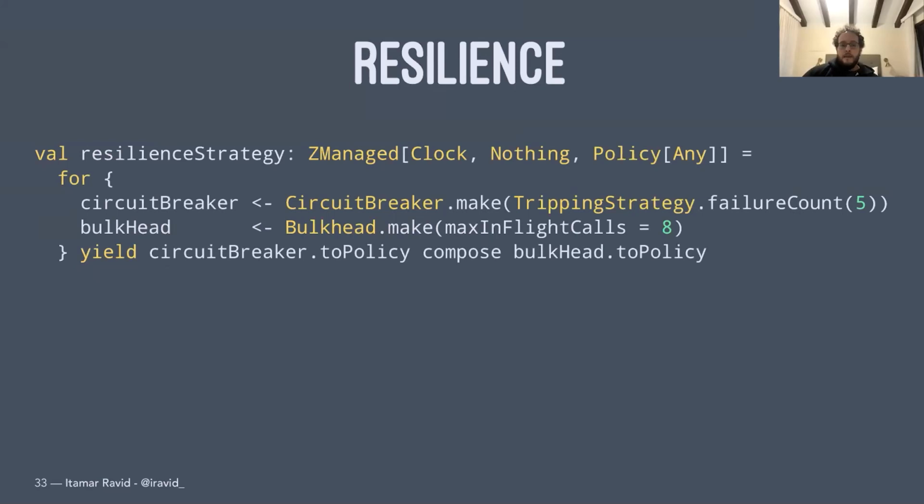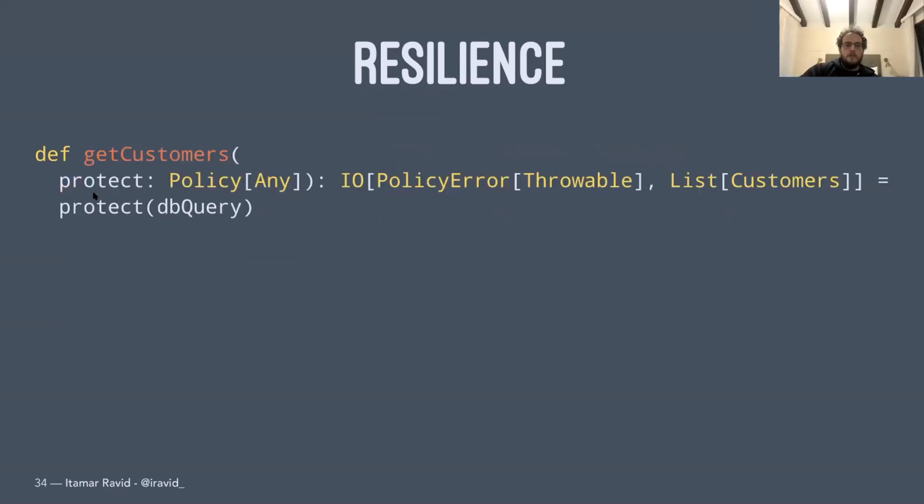Usually you want to combine these two components, right? You want circuit breaking and you want bulkheading. So resilience, the library, lets you create composable resilience policies, or strategies. The way these are composed is that we create the circuit breaker and the bulkhead, convert them to a policy, and then compose them. Whenever we use the composed policy, that's like applying both of the components on an action. You would use this policy, which has a type parameter describing which errors it handles, the same way you would use the bulkhead and the circuit breaker. You just wrap the DB query with that.